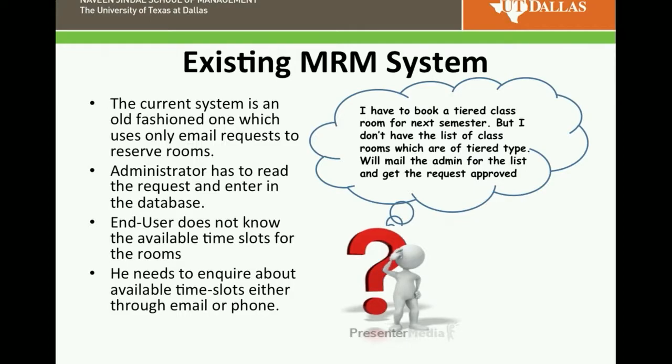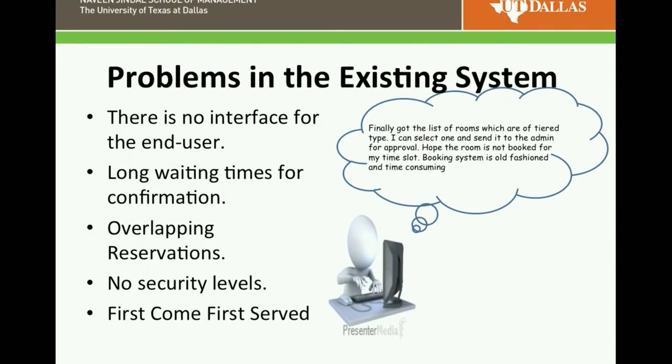The end user does not know about the available time slots. This is one of the major disadvantages in the current system. In this slide, we talk about the problems in the existing system. The system that is in place right now does not have a user interface in which the user can know about the available time slots.